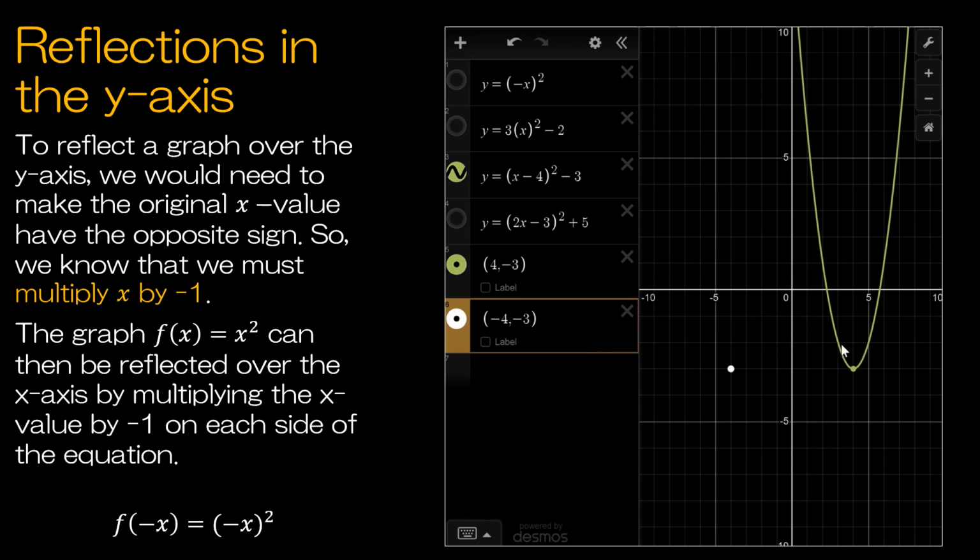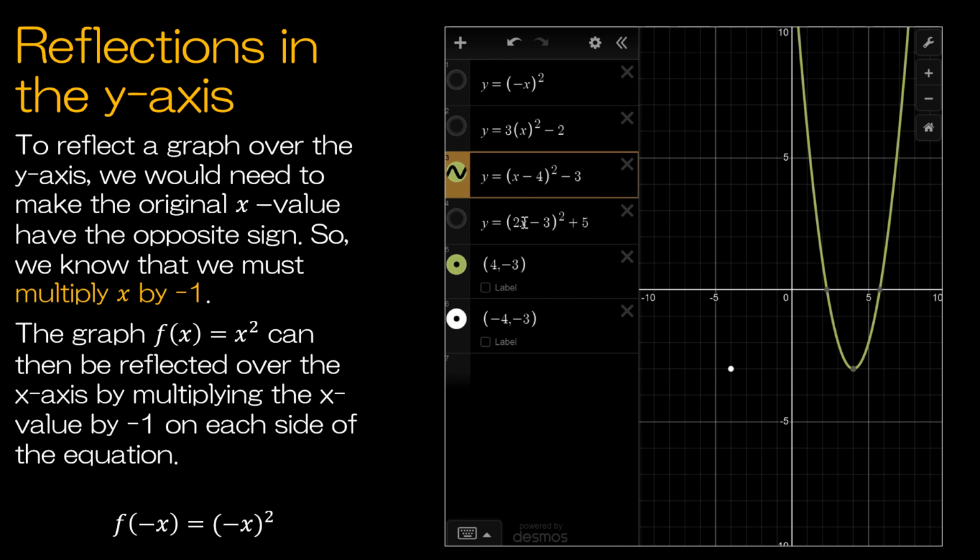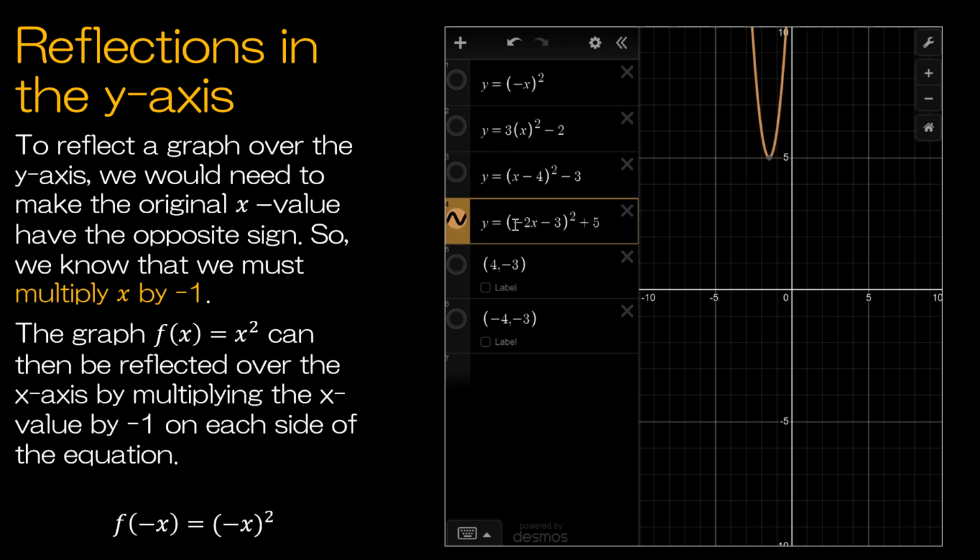So think about folding a piece of paper across that y-axis. So if I now replace x with -x, we can see that it does in fact flip across the y-axis. The same is going to be true for (2x minus 3) quantity squared plus 5. If I make that -2x, it's going to flip across the y-axis.